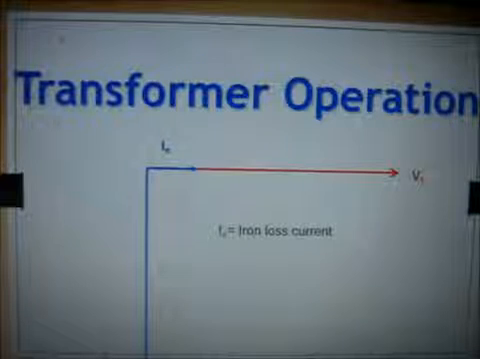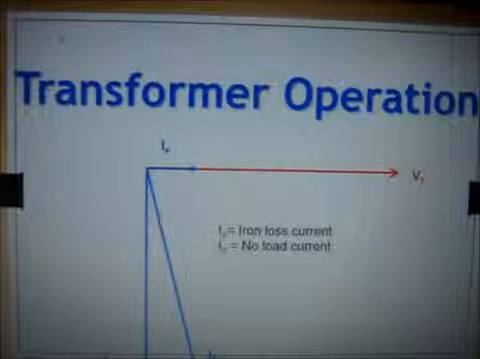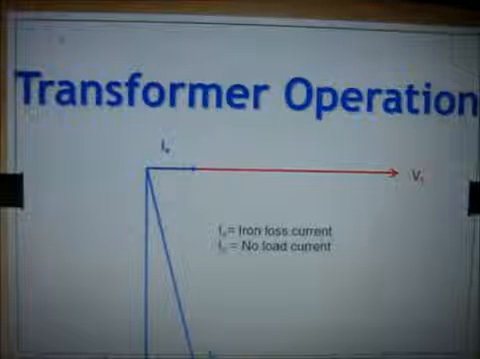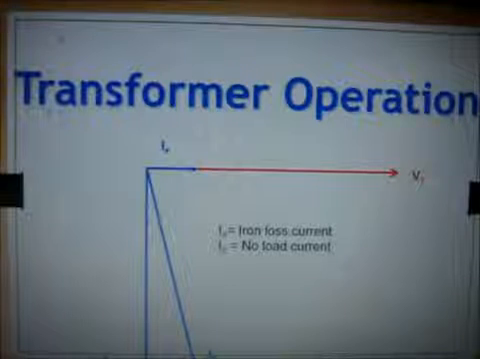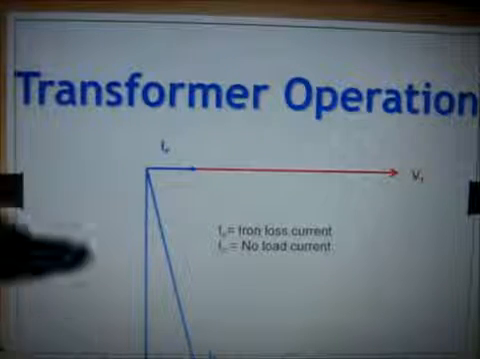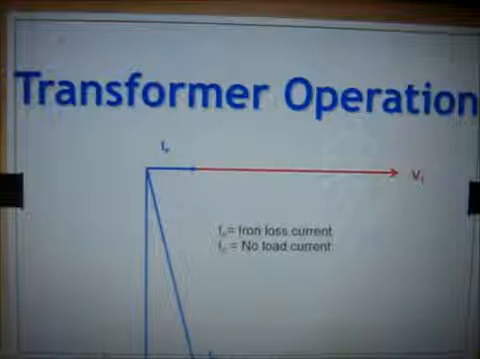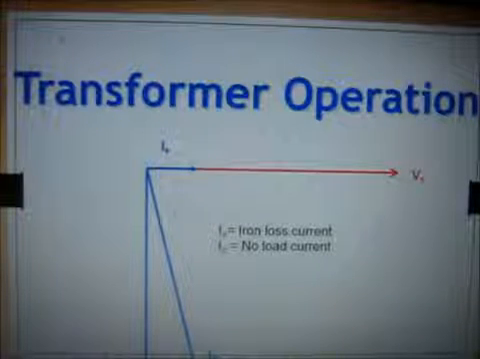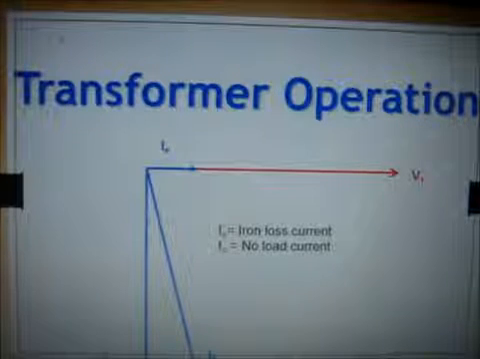where I is the iron loss and I0 is the no load current. The magnetizing current remains perpendicular to the V1, and the resultant of magnetizing current Im and I is the I0, that is the no load current.